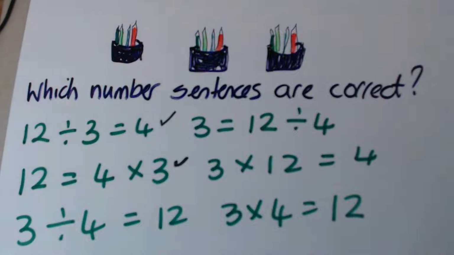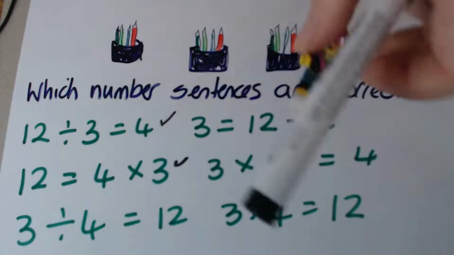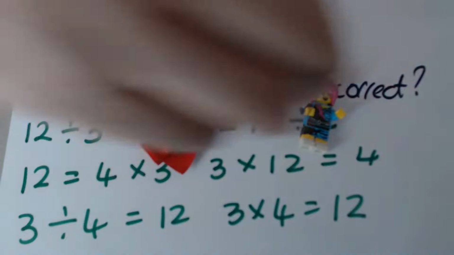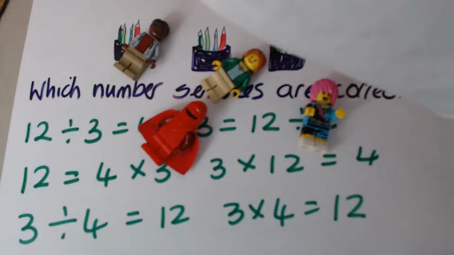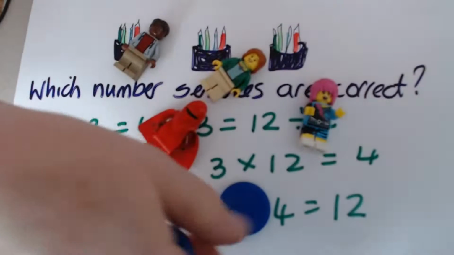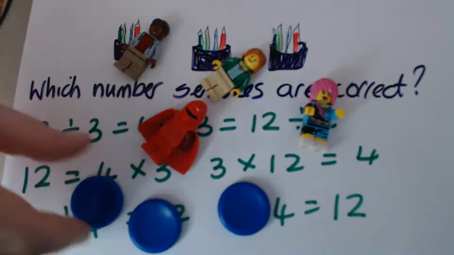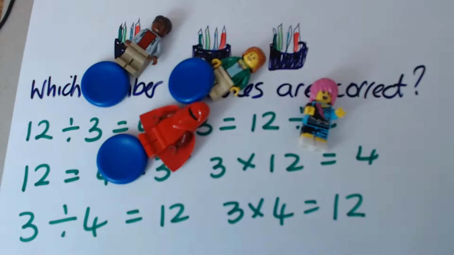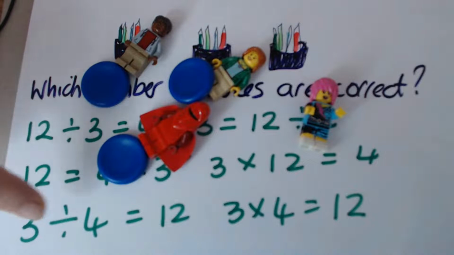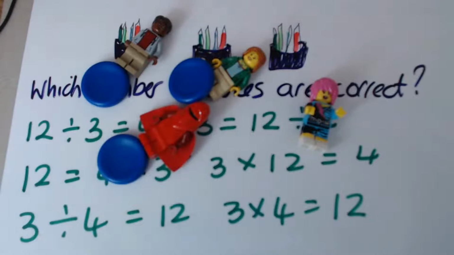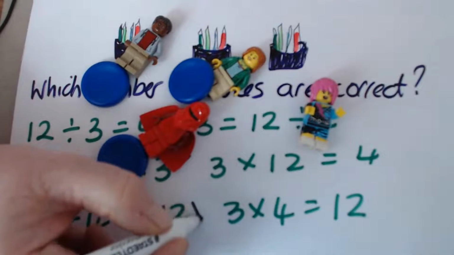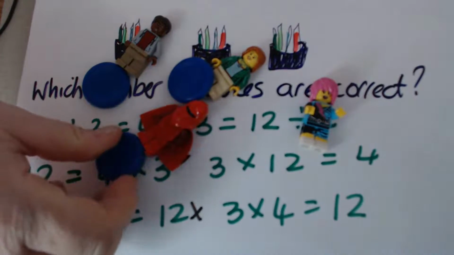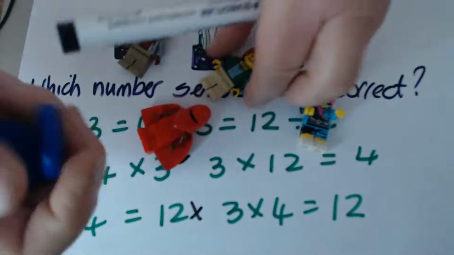3 shared amongst 4. Well, let's just try that. There's my 4 people. There's 3 big blueberry muffins. If I share those amongst my friends, do they get 12 each? Well, no, Miss Nicole, they don't even get 1 each. So actually, no. 3 divided by 4 would be less than 1. We'd be into decimals there. No, that is not correct.